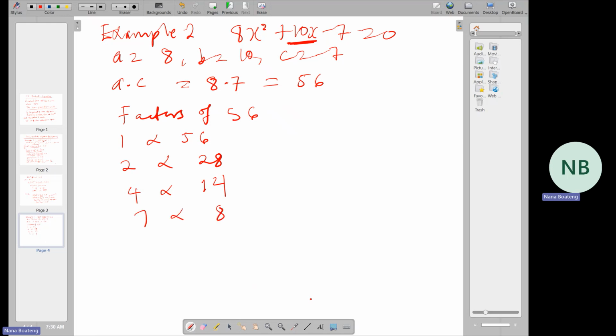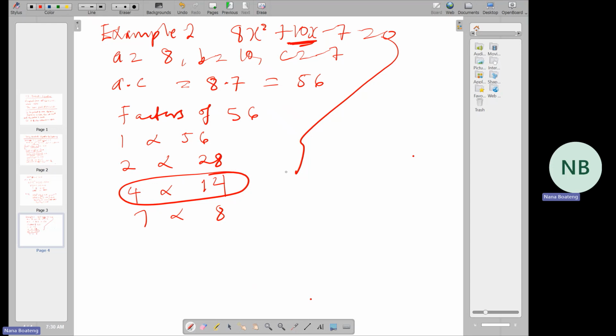All right, so we look at this list of factors, which of them can we either add or subtract to get the middle term here, 10x. And we can see that 4 and 14 can help us to do that. So 4 and 14 can help us to do that.